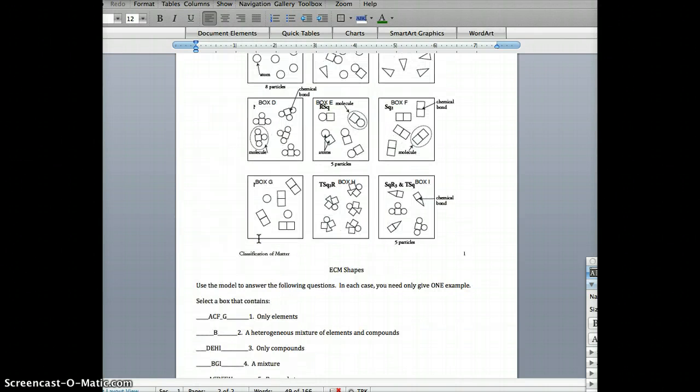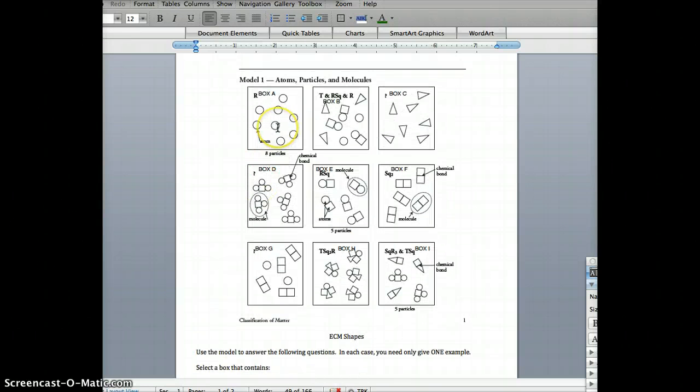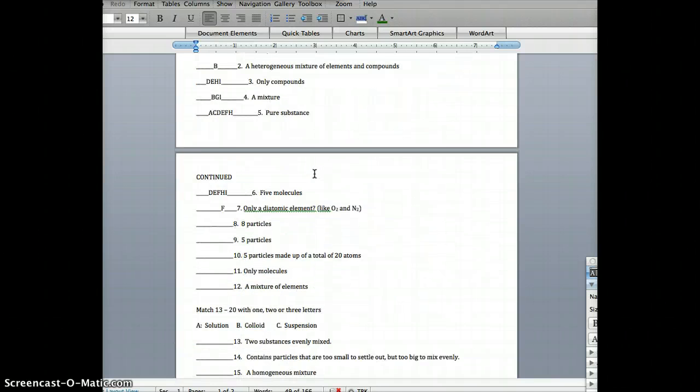Eight particles would be something with 8 particles in it. So that has 8 particles, says 8 particles right there. 1, 2, 3, 4, 5, 6, 7, 8. This one has 1, 2, 3, 4, 5, 6, 7, 8. 1, 2, 3, 4, 5, 6, 7. That one doesn't work. 1, 2, 3, 4, 5, 6, 7, 8. So A or B both have 8 particles, and those are the only ones.